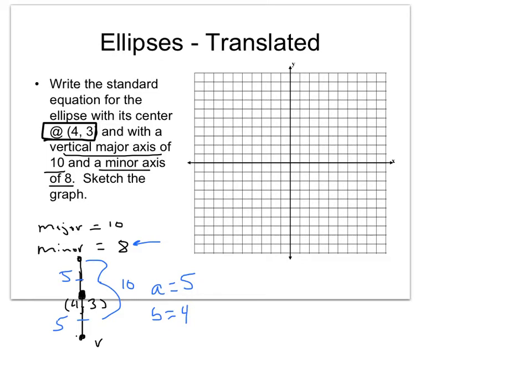And so now, using this information, I can go ahead and create the equation, and then I can use that information to graph. I know I'm dealing with a vertical major axis, so that means I'm going to have x squared over b squared plus y squared over a squared is equal to 1. It's a vertical major axis, and that's where a is underneath y. I know the shift for the x is 4, and the shift for the y is 3.